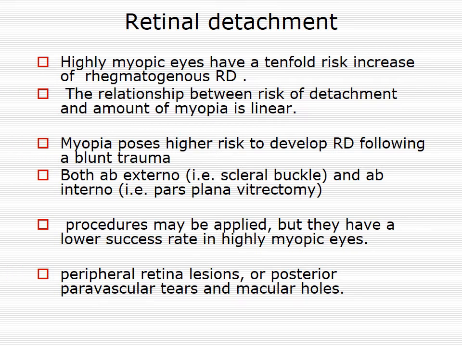Both ab externo scleral buckle and ab interno pars plana vitrectomy are techniques for treating myopic retinal detachment. Procedures may be applied, but they have a lower success rate in highly myopic eyes. Peripheral retinal lesions or posterior paravascular tears and macular holes are the common finding.